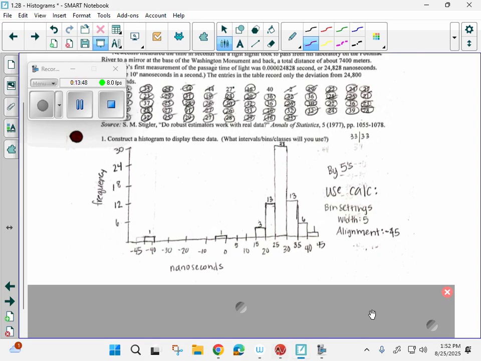So I did 6, 12, 18, 24, 30, and I went by 5s. Okay, I was a little lazy there. I didn't label every single little guy, but I went by 5s, from -45 all the way over to +45. Okay.